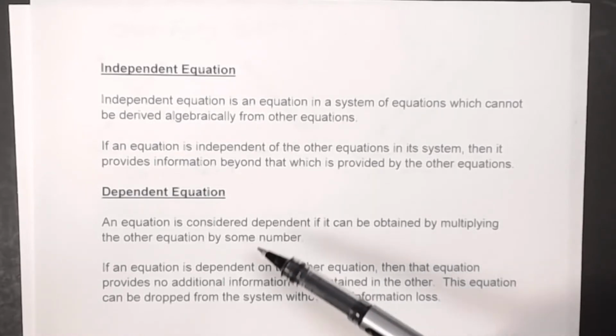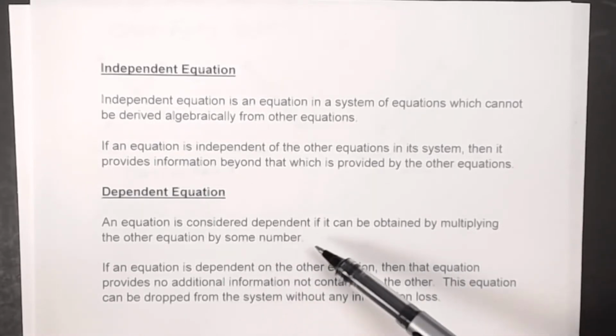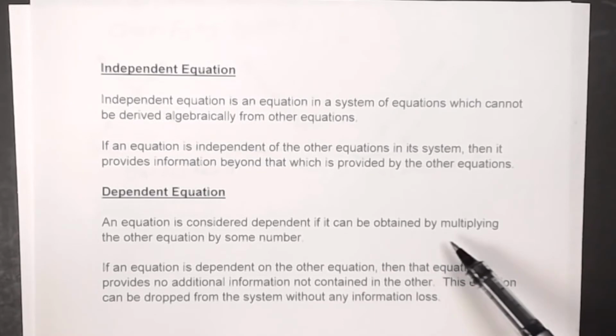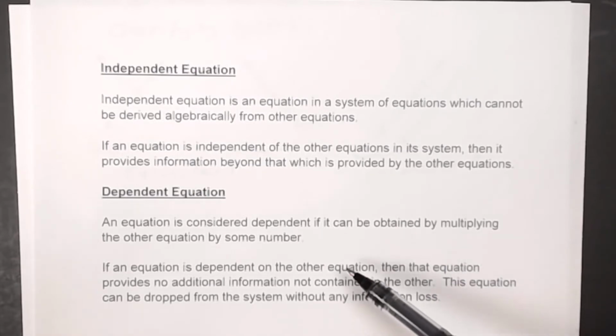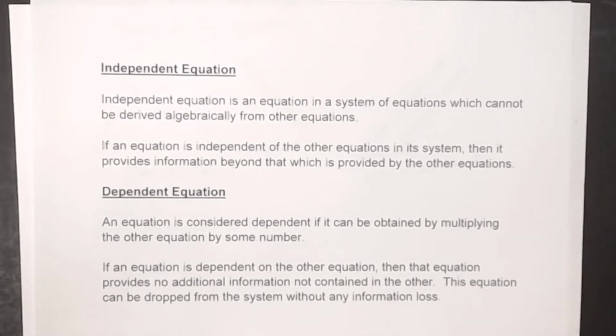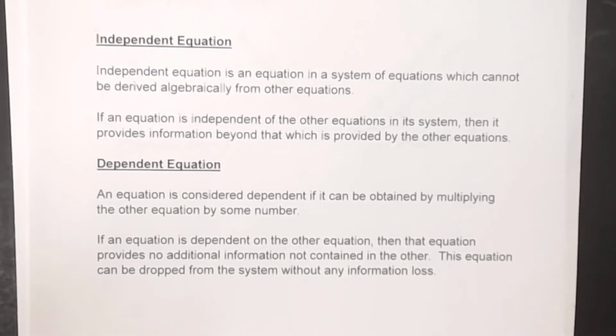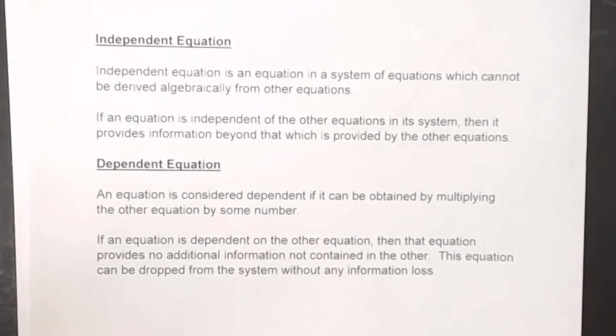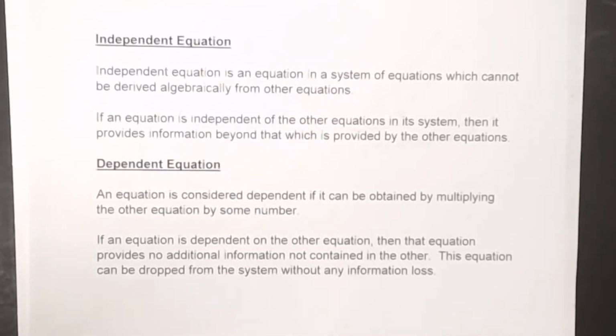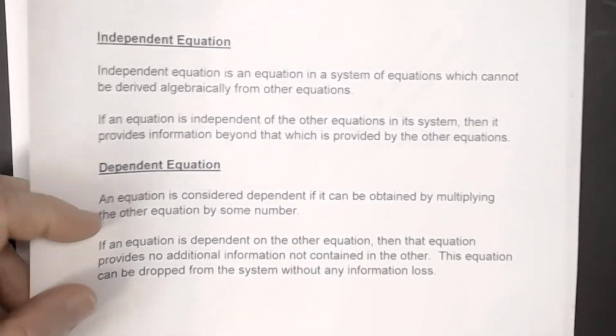A dependent equation is an equation considered dependent if it can be obtained by multiplying the other equation by some number. If an equation is dependent on the other equations, then that equation provides no additional information not contained in the other. This equation can be dropped from the system without any further loss. All right, so it's a lot of things I just said here, but basically here's the idea. All right, so listen carefully.